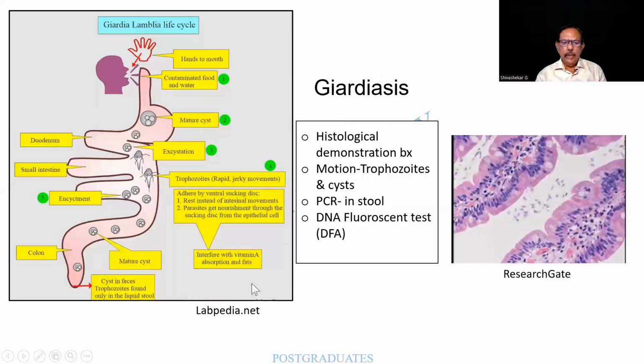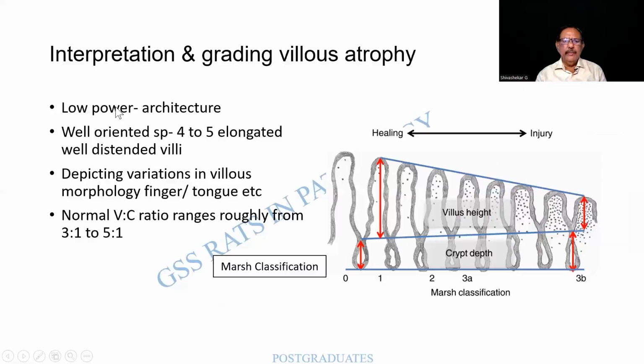Again, GRS. This is one person whom I very much respect, labpedia.net. Very many diseases have been very beautifully depicted in this one. The cycle of the Giardia. Kindly go through it. And this is the histological picture. Sometimes these other tests can be done. What is the motion test, PCR? And then a DNA fluorescent test.